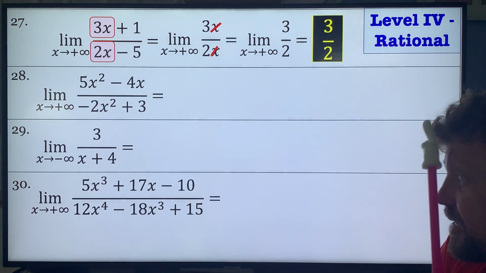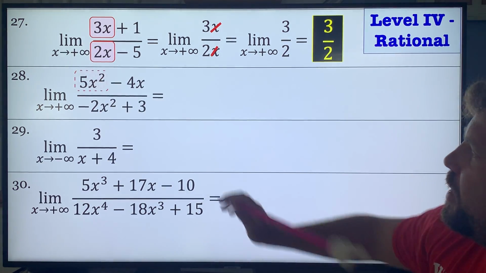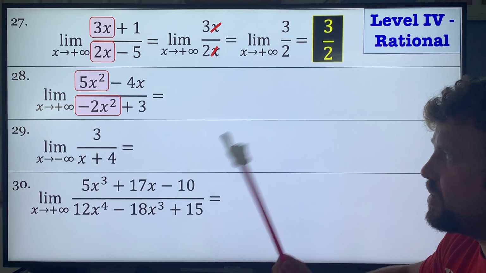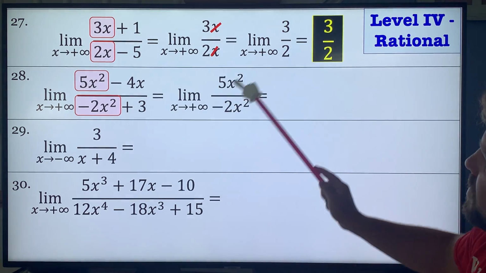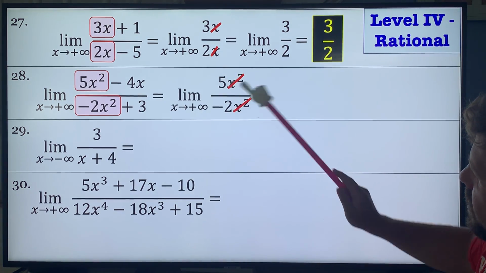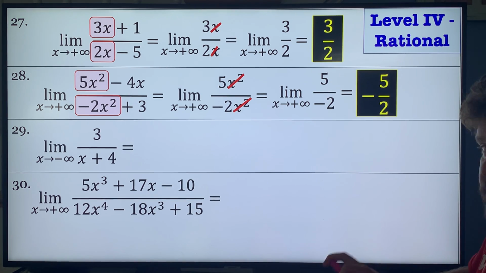Don't get too complacent. I threw some tricks in here. All right. Right here. 5x squared, negative 2x squared. Not here, though. 5x squared cancels out. X squared left with 5 over negative 2, which is negative 5/2. Didn't think that was a trick, did you?